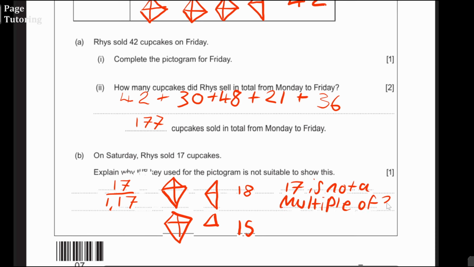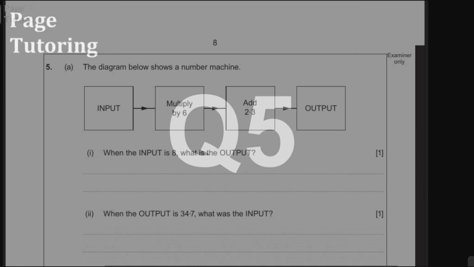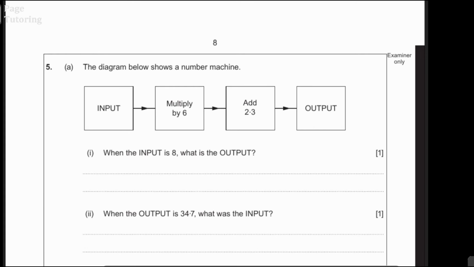Question 5. Straight away we can see our friend the number machine. This should get your brain thinking about algebra, but you can do this all arithmetically if you are not a fan of algebra. So that means just using numbers. So it says the diagram below shows the number machine. You've got your input, you multiply whatever your input is by 6, and then you're going to add 2.3, and then you have your output. So when it says input 8, what's the output?